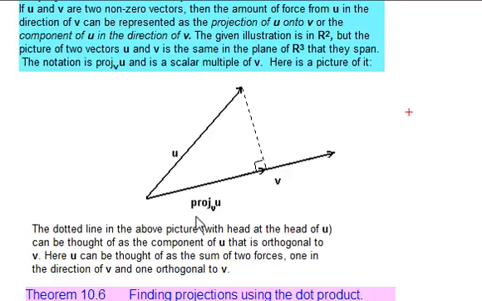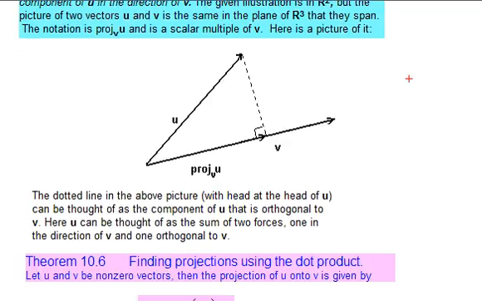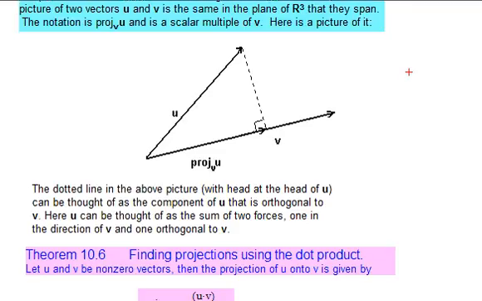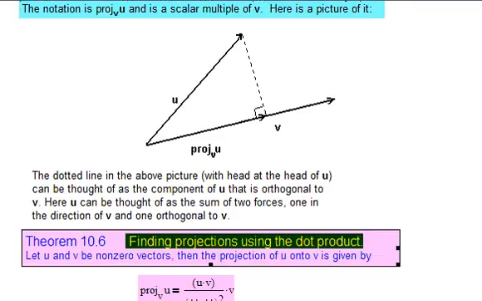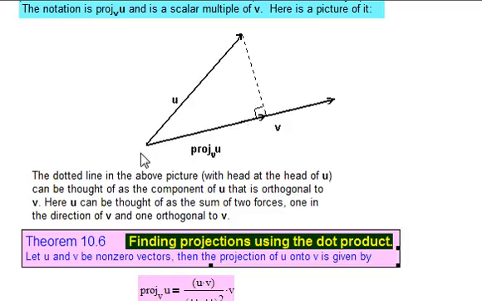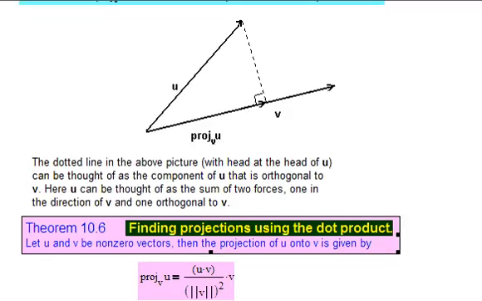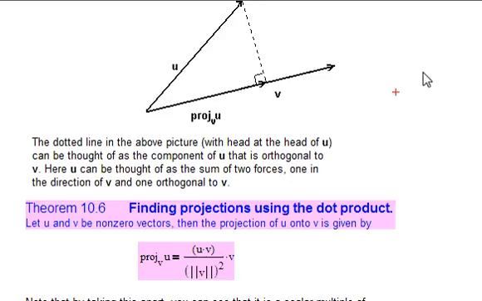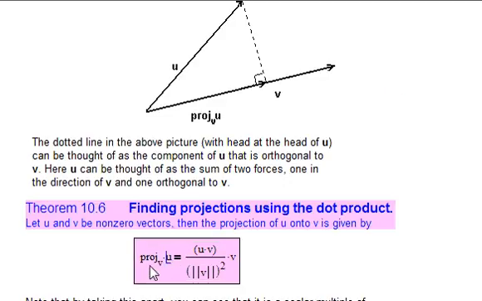We will be looking at what is the vector here, which is just really this number times the unit vector in the direction of v. So, finding projections using the dot product. Here we go. This is what we're after. We're going to find this projection right here using the dot product. Let u and v be non-zero vectors like these two. Then the projection of u onto v is given by, and that's the left side of this equation, u dot v, see, there's a good old dot product, divided by the length of v squared.